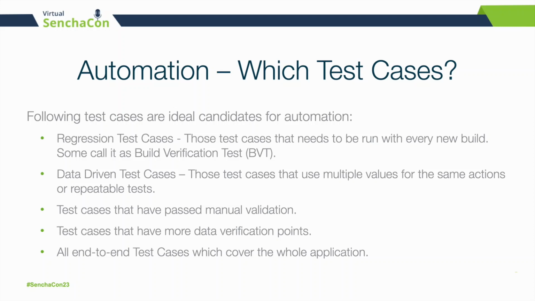And we can consider the test cases which pass the manual validation. And we can consider the test cases which have more data verification points, like checkpoints. It may have 5 or 6 validation points or more than that. We can consider these test cases as well. And all end-to-end test cases can be considered for automation.